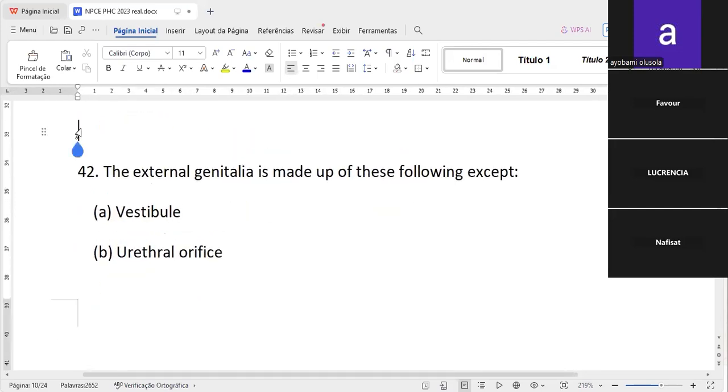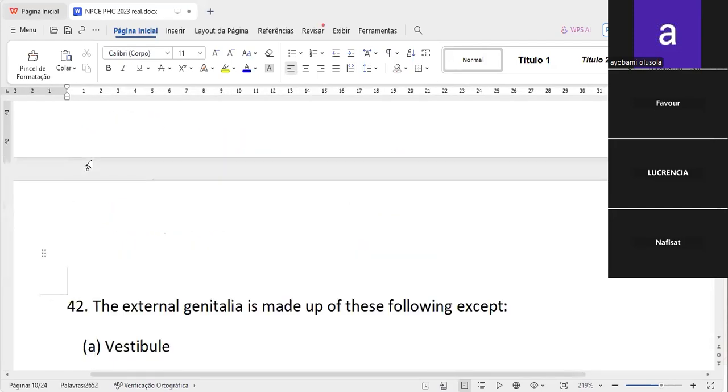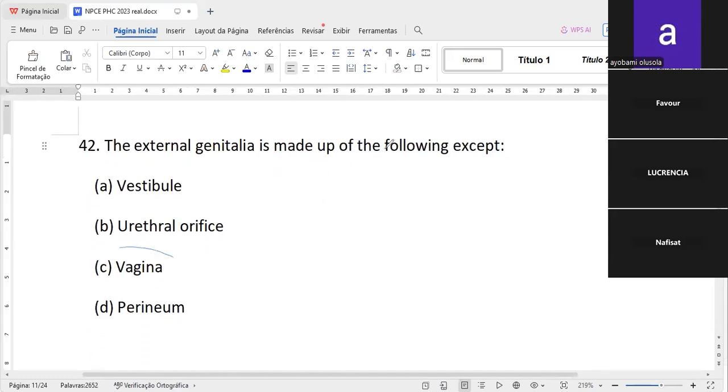42. The external genitalia is made up of the following: vagina. Vagina is part of the internal genitalia. The whole thing you can see in a woman's reproductive private part is what people call vagina, but that's not the vagina. The vagina is almost the first part of the internal genitalia, and that's the part that has what kind of epithelium? I've talked about this.